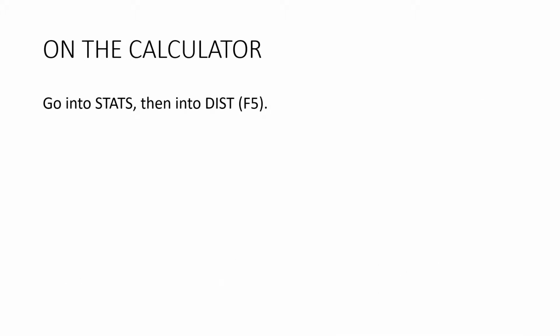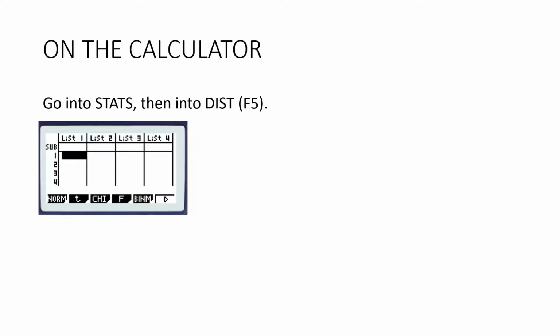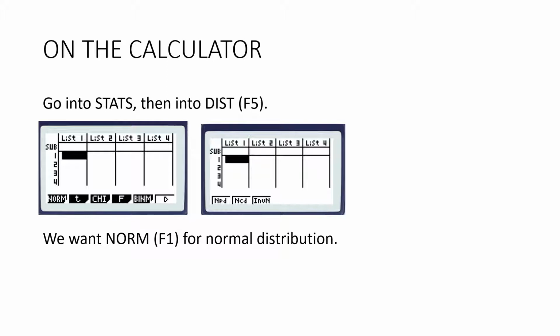So on the calculator, we go into stats and then into distribution, which is F5, just like we did before. But this time, instead of binomial, we want normal, which is F1. And again, just like before, we've got 2 options, NPD and NCD, and inverse normal, which we're going to use this time. We want NCD because this is a continuous variable, so F2.